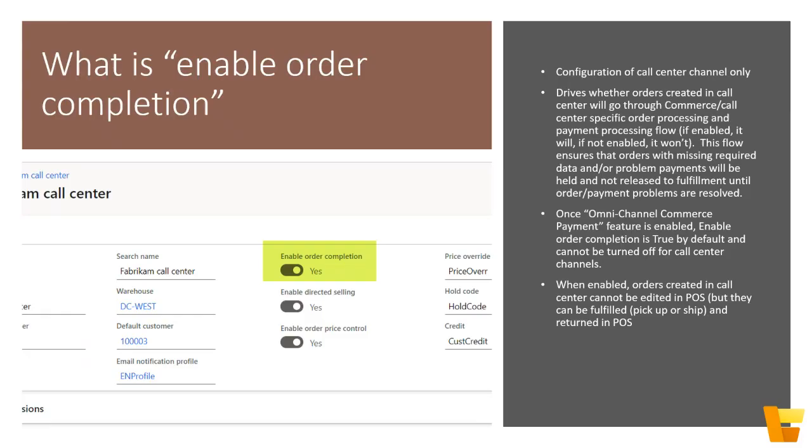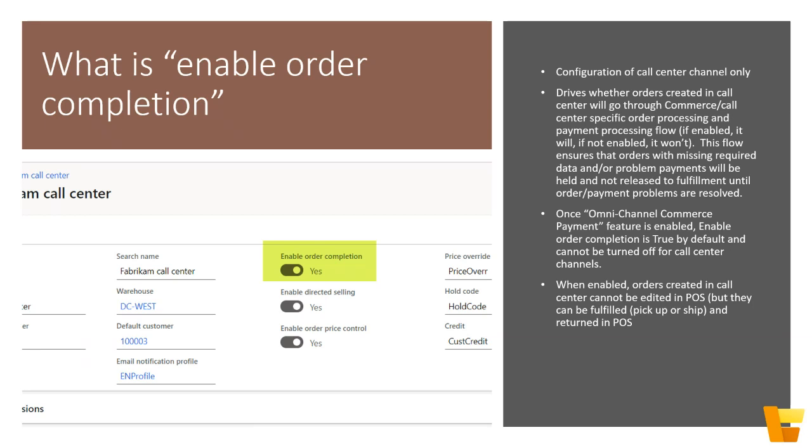So let's dig a little bit more into this enable order completion just to make sure that everyone understands what that is. Enable order completion is a setting on the call center channel configuration, and it drives whether or not orders created in the call center will go through a specific order validation flow before the order gets released to fulfillment. Now, one of the key validations that is triggered when you turn enable order completion on is payment processing. So if you turn enable order completion off in your call center channel, you will lose payment processing capabilities, or at least the commerce payment processing capabilities.